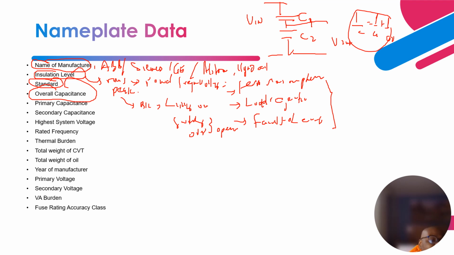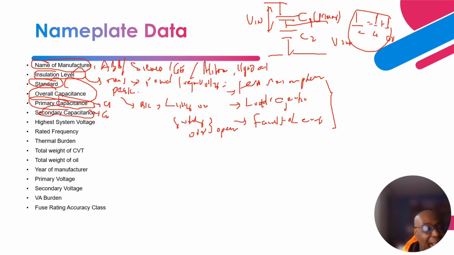Then you have the primary capacitance value, which is C1. Like I told you, this capacitance value is much lower than C2, and because it's lower, you're able to achieve a higher voltage drop across a series stack of capacitors, about 100 of them all connected in series. Then the secondary capacitance is C2. So this one is C2 and this one is C1.